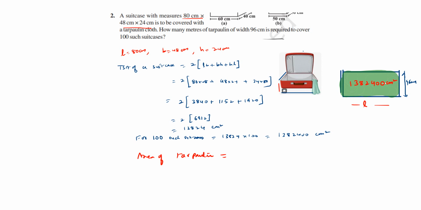Length into breadth. So 1382400 is equal to L into 96. Therefore, L is equal to 1382400 by 96. 1382400 should be divided by 96. That answer will be 14400 centimeters. Therefore L is equal to 144 meters.